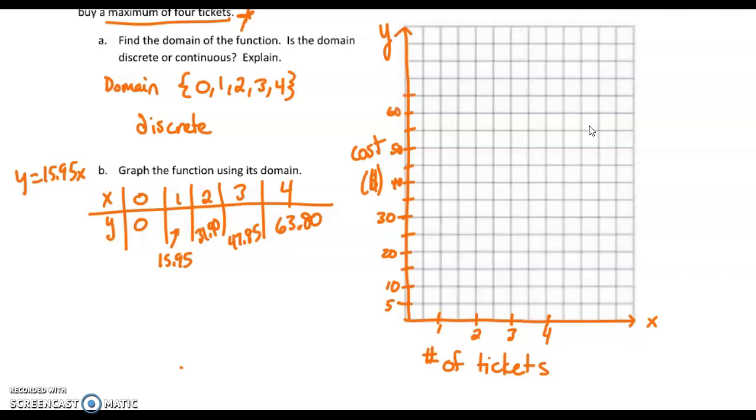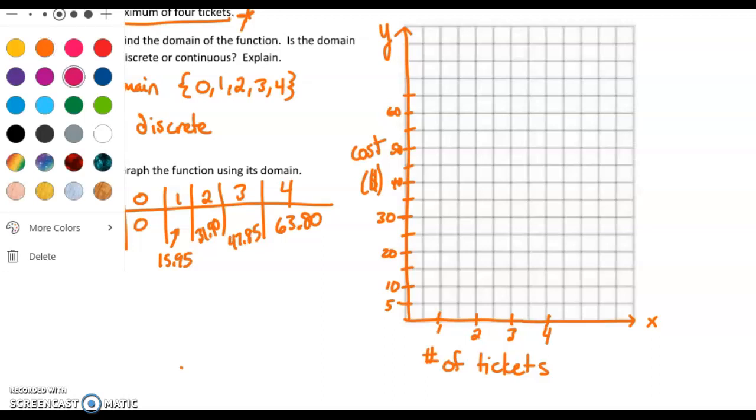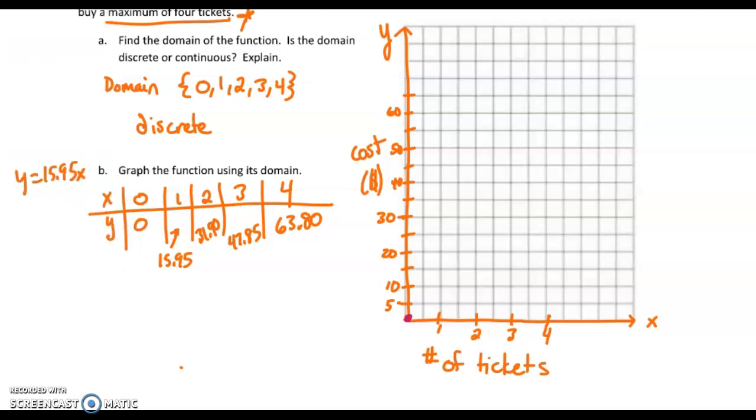All right, so now because it's discrete, we just need points because we cannot connect them. So we have a point at 0, 0, a point at 1 and 15.95, that's just above 15. A point at 2 and 31.90, so just above 30. 3 is 47.85, so there's 40, there's 45, so about halfway between 45 and 50. And 4 is 63.80, so go up above 60. We're closer to 65 than we are to 60. And that would be what our graph looks like.